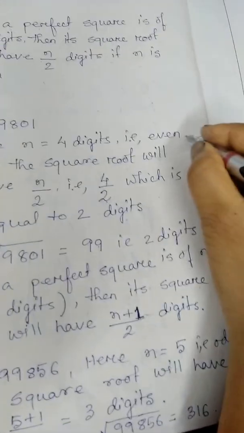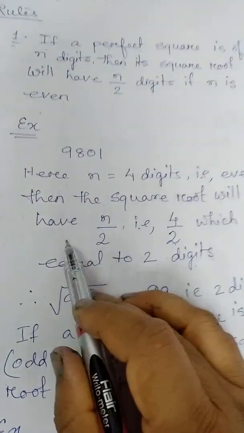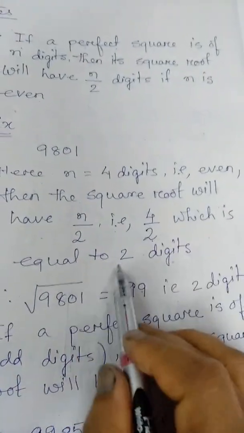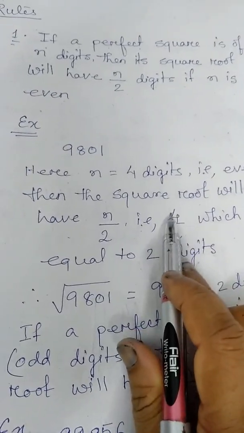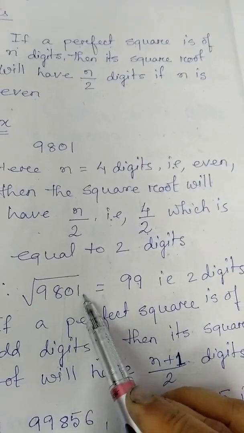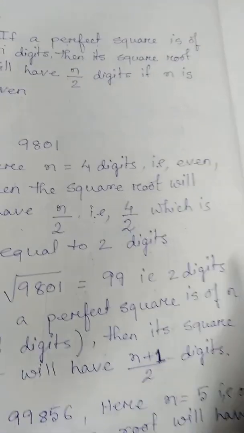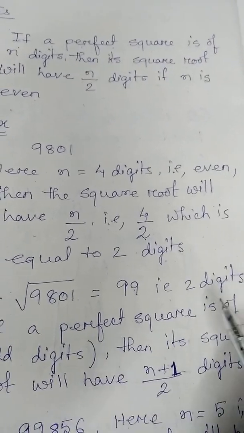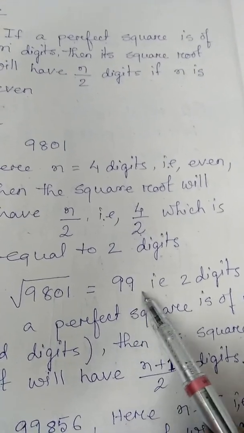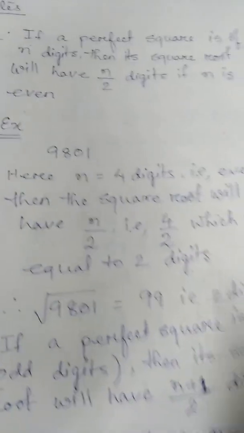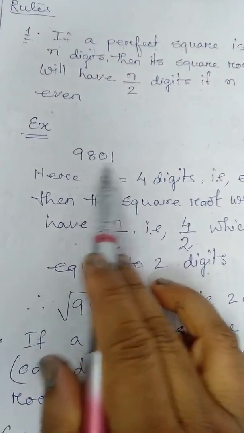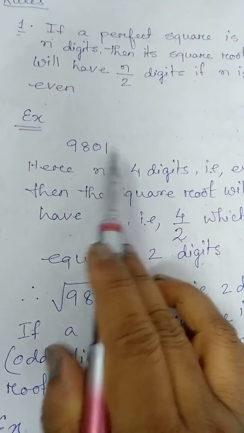Then the square root will have how many digits? N by 2, that is 4 by 2, which is equal to 2 digits. 4 by 2 means 2 into 2 is 4, so 2 digits. That means if we find the square root of 9801 by the prime factor or long division method, you know all the methods, you will find that there are 2 digits, that is 99. So 99 into 99 is 9801.